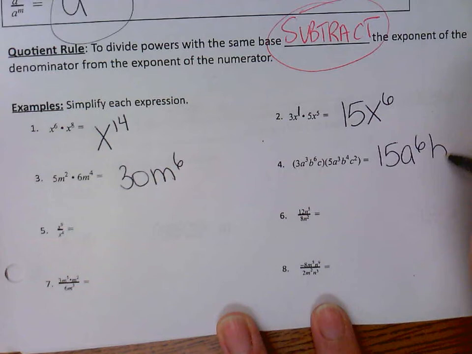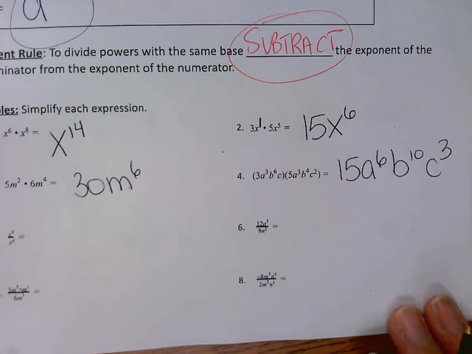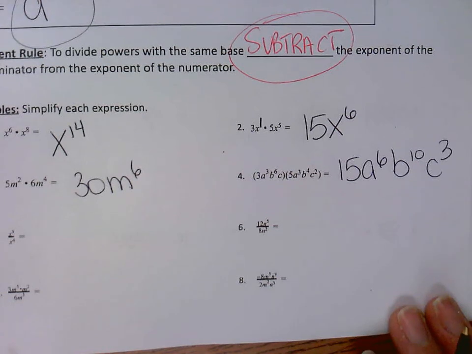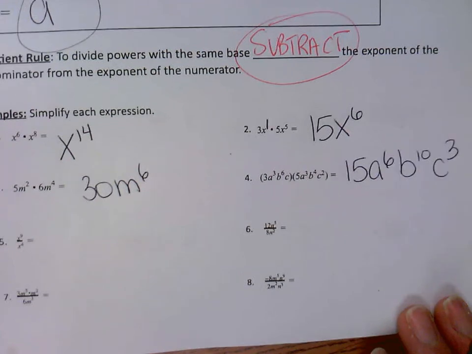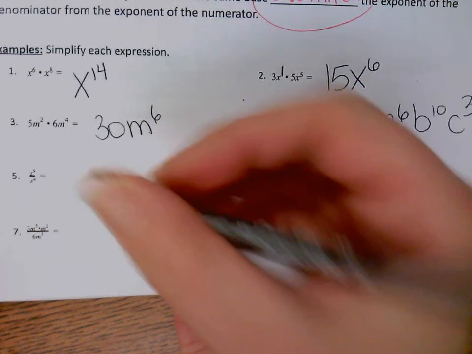I think exponent rules by themselves, if you're just focused on one rule, are kind of easy. It's when you mix up the rules in your head that it starts to get challenging. The division is when you subtract, right? If I have 9 of them on top and 4 of them on bottom, I will have 5 of them remaining. X to the 5th.